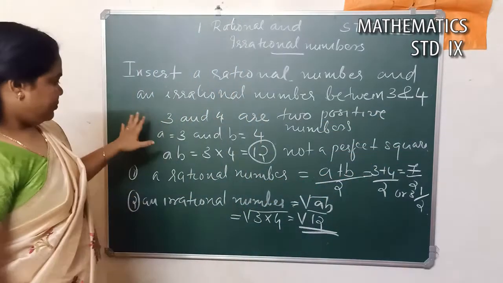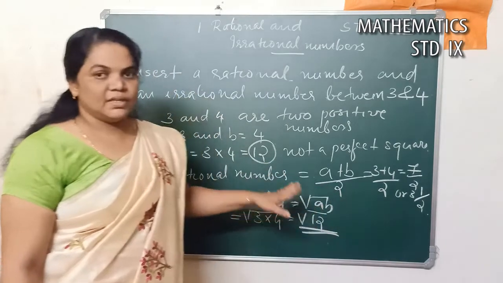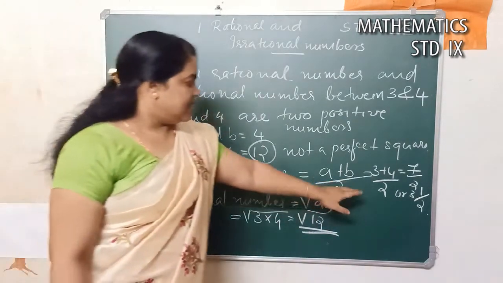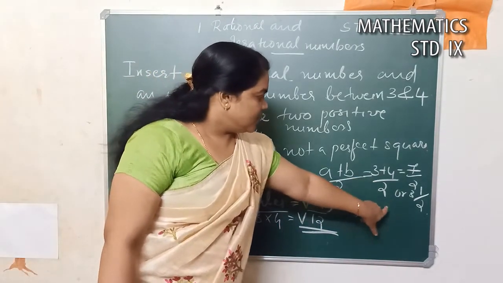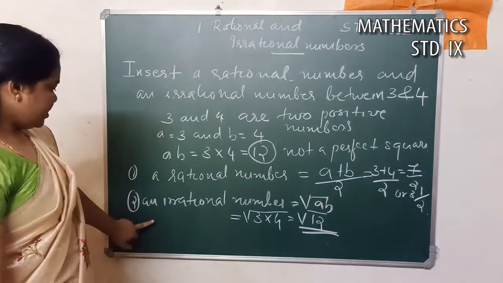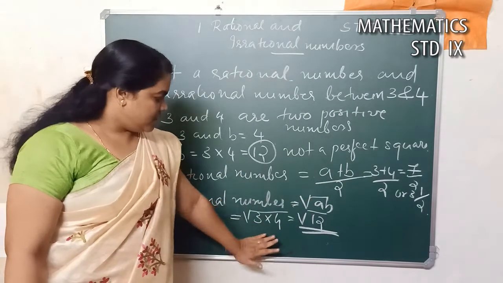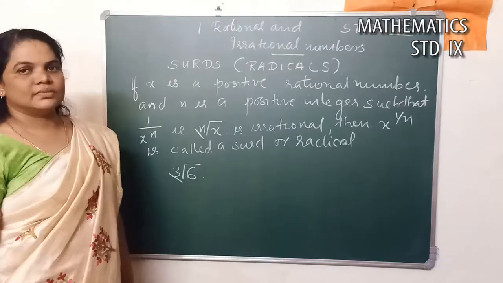For finding a rational number, the formula is (A plus B) by 2, which we have already studied in the first part of this lesson. That is (3 plus 4) by 2, which is 7 by 2, a mixed fraction, 3 and 1 by 2. For an irrational number, the formula is root of AB, that is root of 3 into 4, which is equal to root 12.